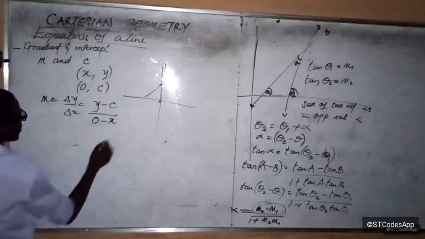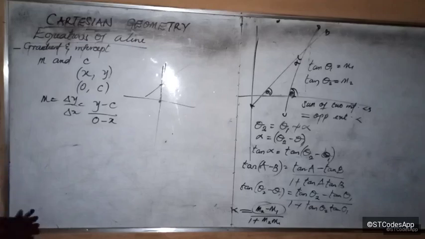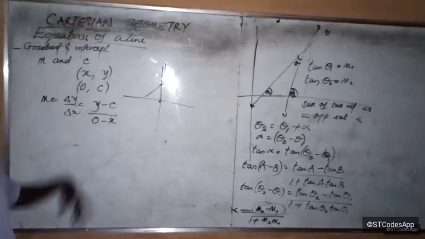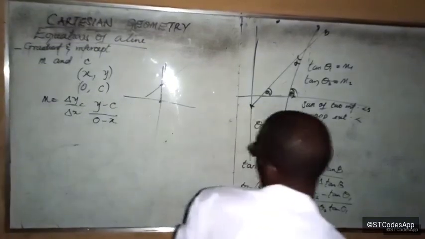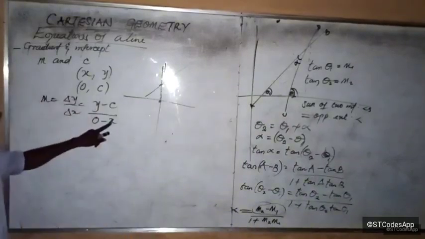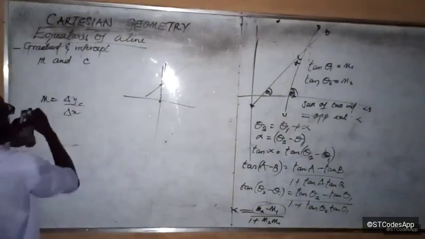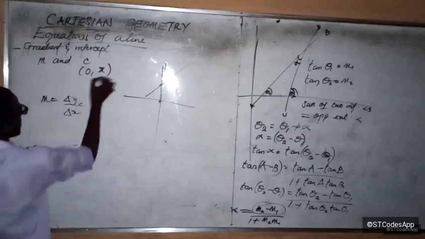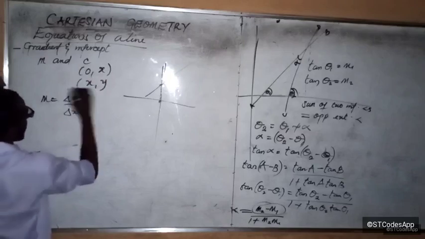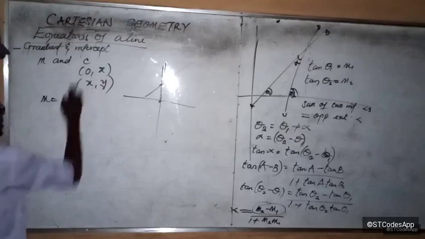Our change in y simply means y2 minus y1, remember, over x2 minus x1. Or in fact, let's use this as our first value. The reason why I said that is so that this one will not be negative. It doesn't really change much. So our first coordinate will be 0 and c, and our second coordinate will be x and y. The reason is also that our x value must be greater than 0.